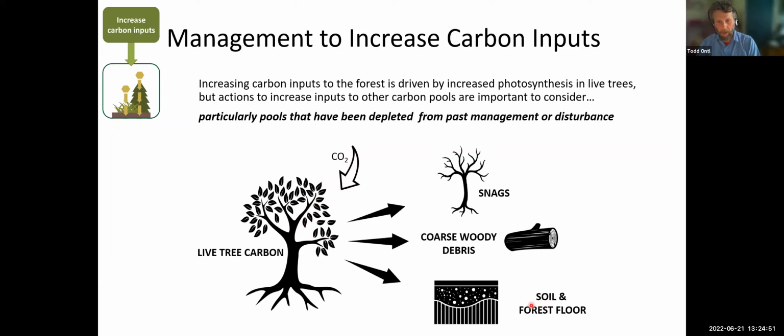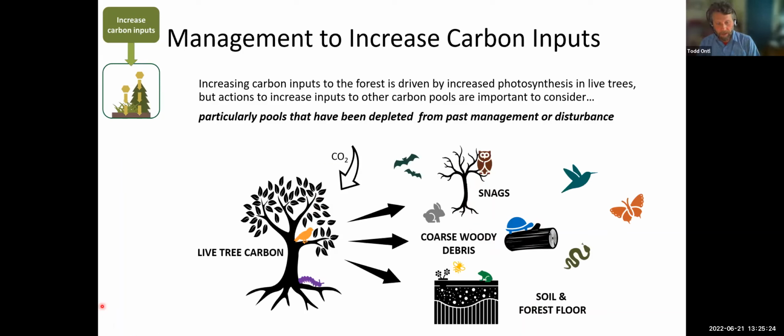And where appropriate, we can be enhancing carbon in these pools. And I say where appropriate because there are some places where this dead wood represents a risk for wildfire. That's, again, one of the things we'll talk a little more about, but that represents a risk for a carbon loss. So in some of those systems, it may not be appropriate to focus on that dead wood carbon.